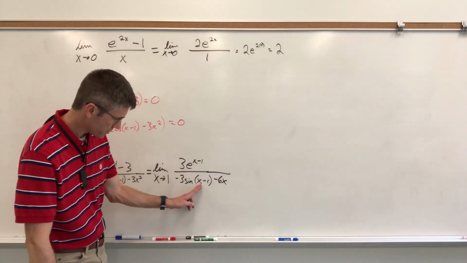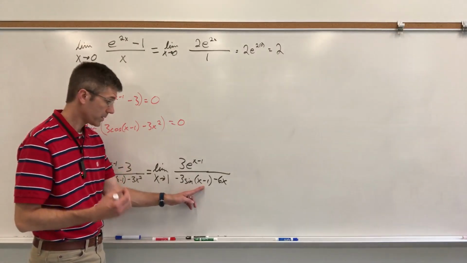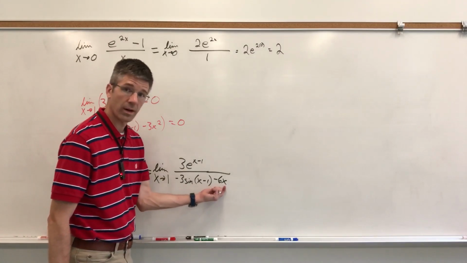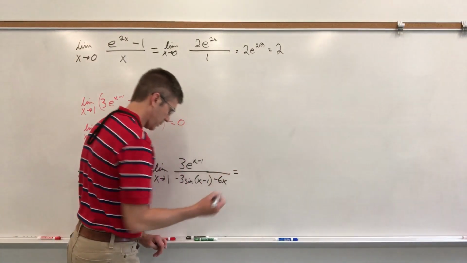1 goes here. Sine of 0 is 0. We have negative 3 times 0. So 0 minus 6 times 1. We're good. We're not dividing by 0. So let's just plug it in now.